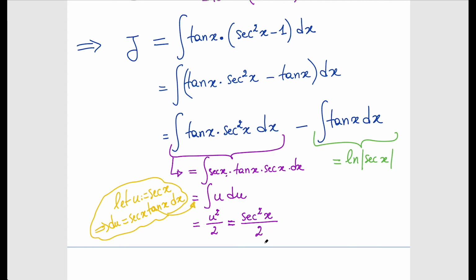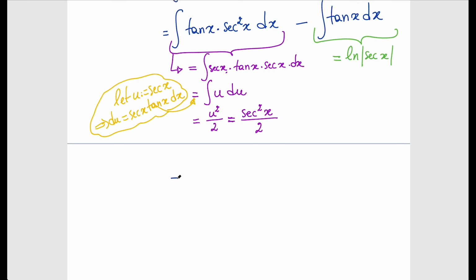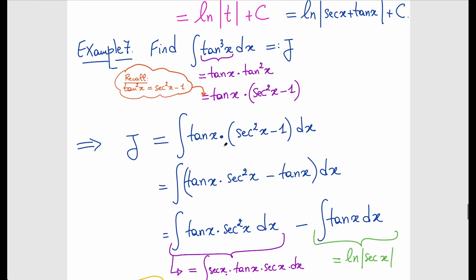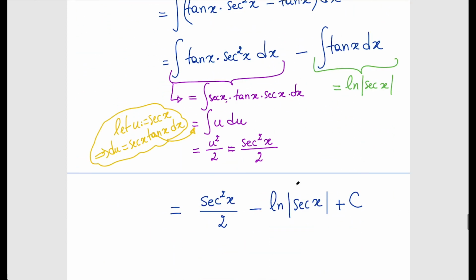All right, so this whole thing becomes equal to this purple one, secant squared x over 2, plus or minus the green one, which is ln of absolute value of secant x plus some constant of integration. Correct? So this would be the primitive of tangent cubed. In other words, if you differentiate this, you're going to get tangent cubed.